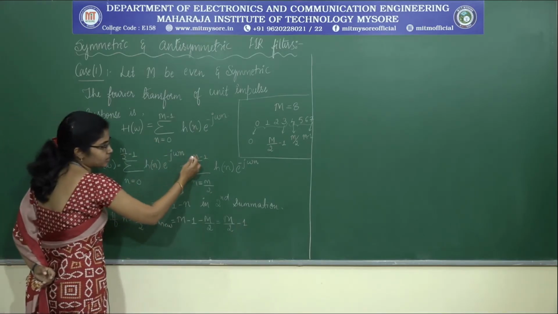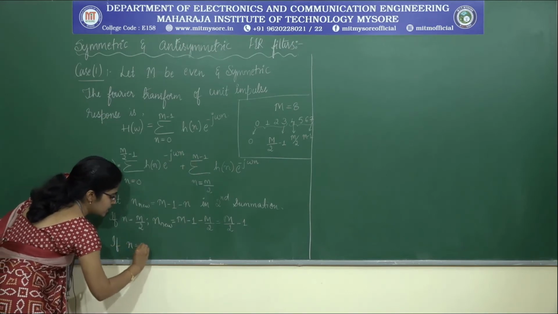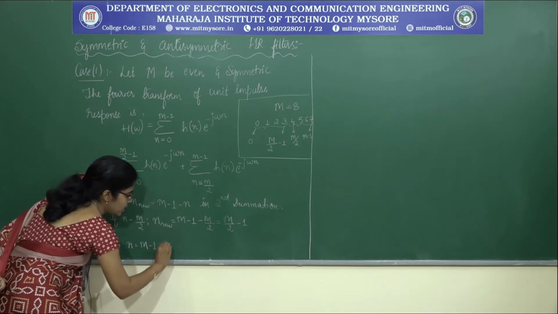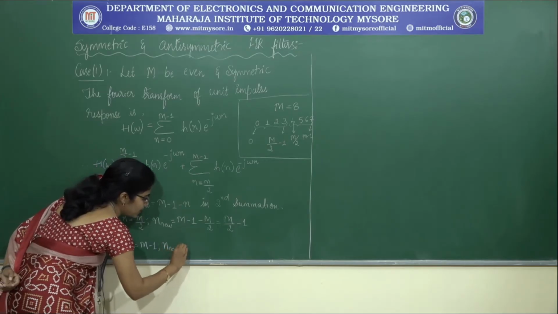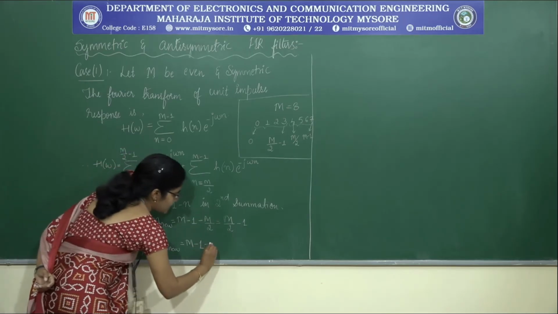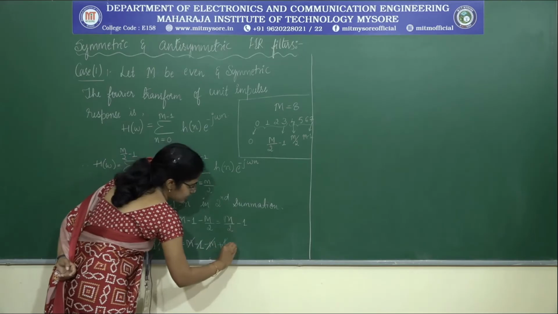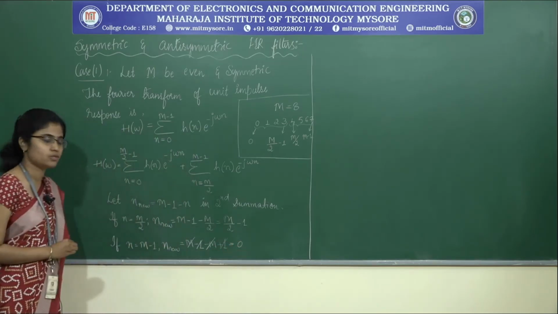So, what is the upper limit? It is m minus 1. Let us check what will be the new value. If n is equal to m minus 1, the new value which we get is m minus 1 minus m plus 1. So, all the terms get cancelled and the new value is equal to 0.